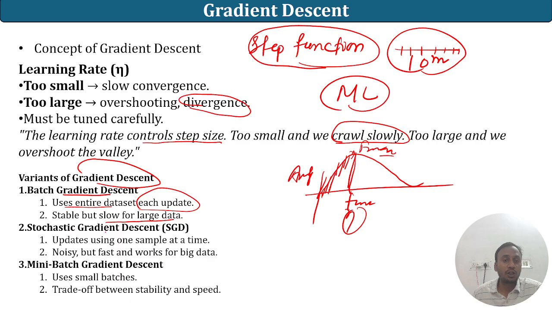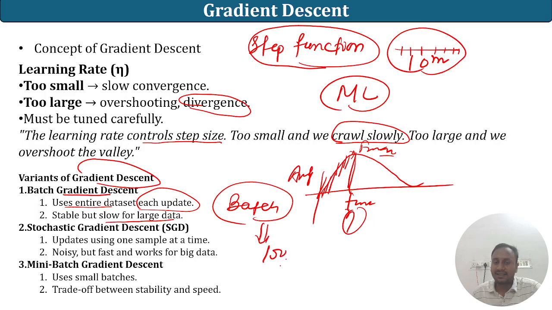Then we have stochastic gradient descent. It's for one sample at a time. Let's say in the batch we can have 100 samples, and we take them all at a time, so that becomes batch gradient descent. If we talk about stochastic gradient descent, for each sample we go at it one time. We'll take each sample, so it becomes noisy but fast and works for big data.